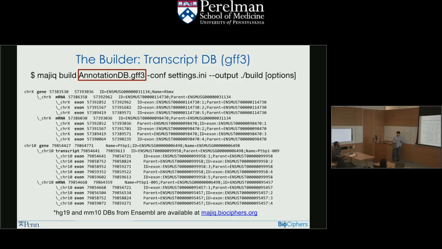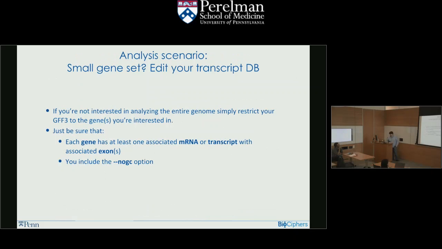Practically speaking, this is a step that a lot of people tend to have problems with, so we wanted to mention it. But just to recap: genes define the boundaries, and mRNAs or transcripts define the transcripts associated with that gene. Again, they need the parent attribute here to associate them with the gene, and the exons should be associated with a parent transcript. So this is really important if you want to restrict your analysis to a very small question.